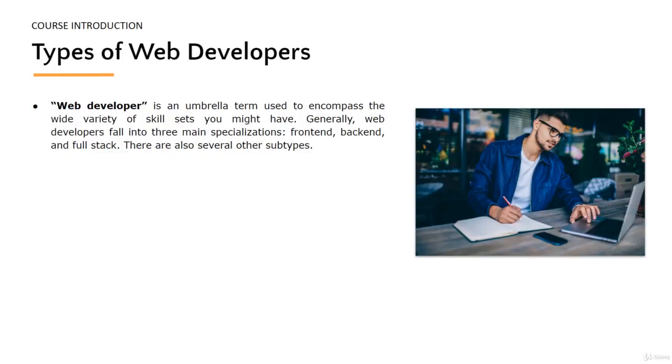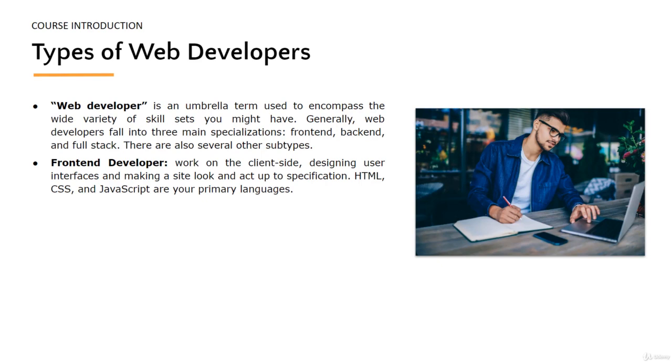So there's the web developer term that is used pretty much in all of the web development space, right? And this is more of an umbrella term that is used to encompass the wide variety of skill sets that you may have as a web developer. And so generally, web developers fall into three main specializations: front end, back end, and then full stack. And then there are several other subtypes. So we have the front end developer.